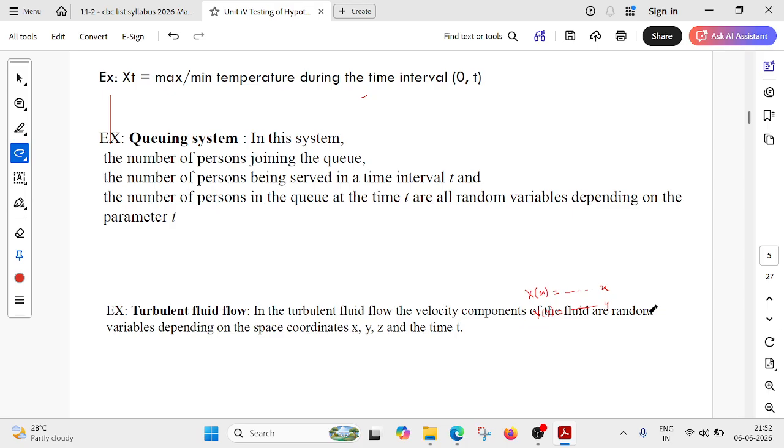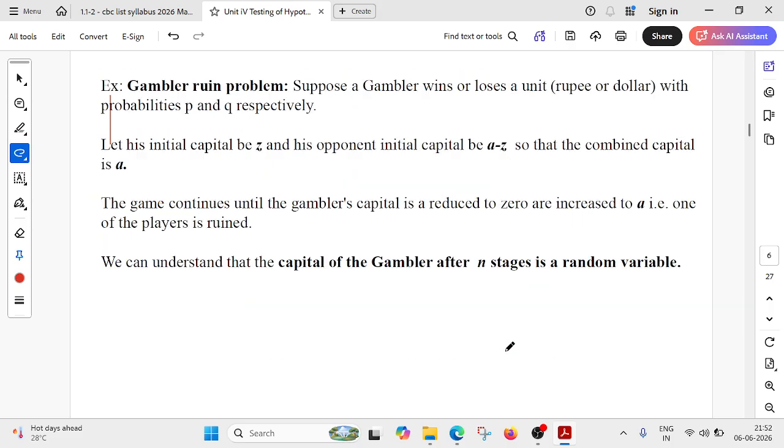For an example, we can see a queuing system. In this system, the number of persons joining the queue, the number of persons being served in the time interval t, and the number of persons in the queue at that time are all random variables depending on the parameter t. The second example is turbulent fluid flow. In turbulent fluid flow, the velocity components of the fluid are random variables depending on the space coordinates x, y, z and also on the time t.